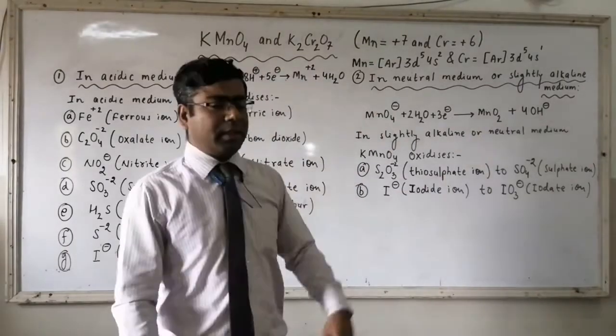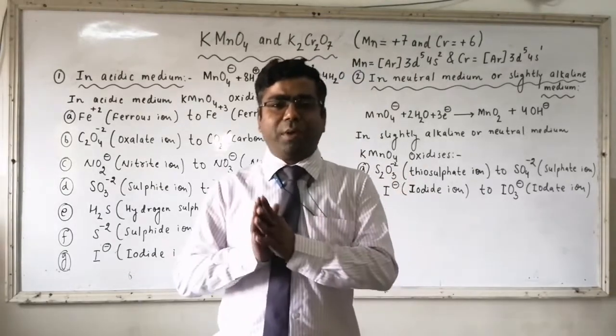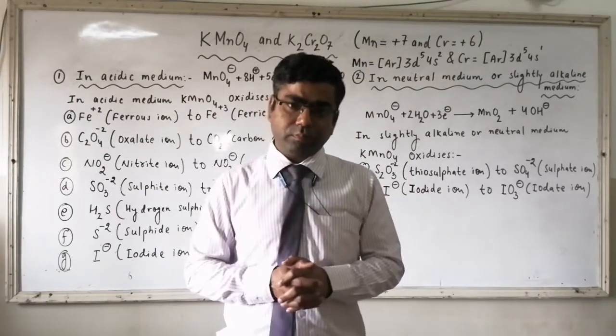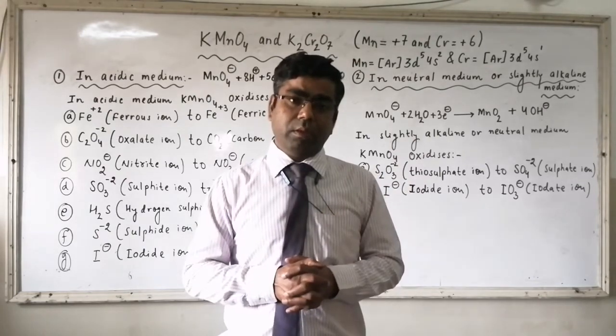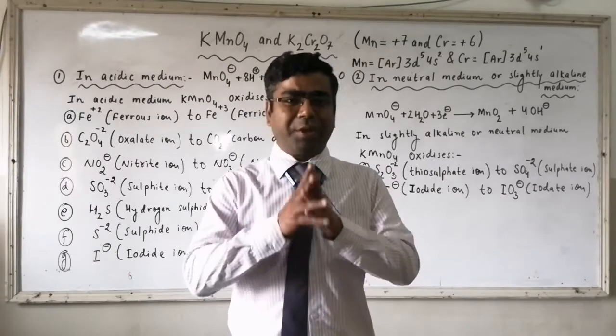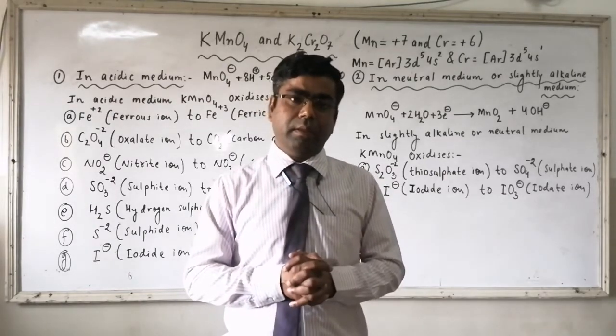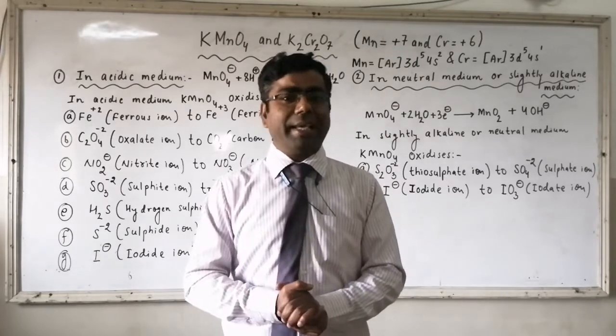Similarly, chromium, its oxidation state is +6. All the 6 electrons are transferred away from the chromium. No more electrons are left with the chromium. So now chromium will have a strong electron attracting tendency. And that's why it acts as a strong oxidizing agent.